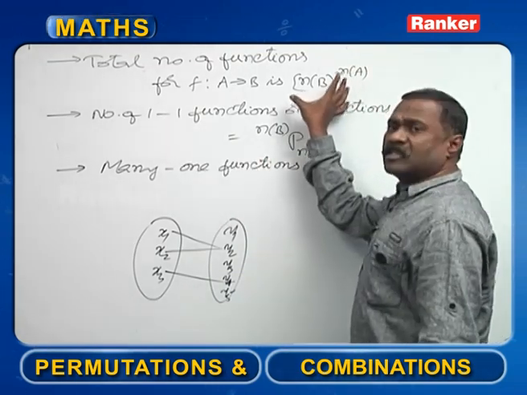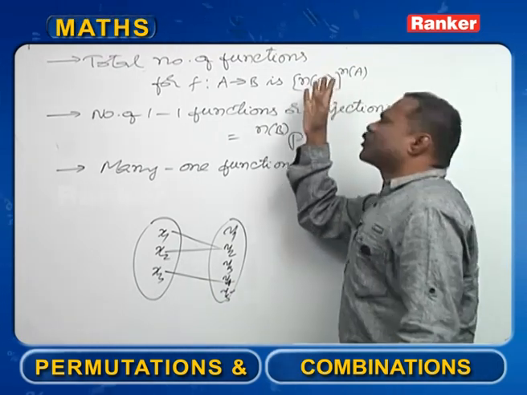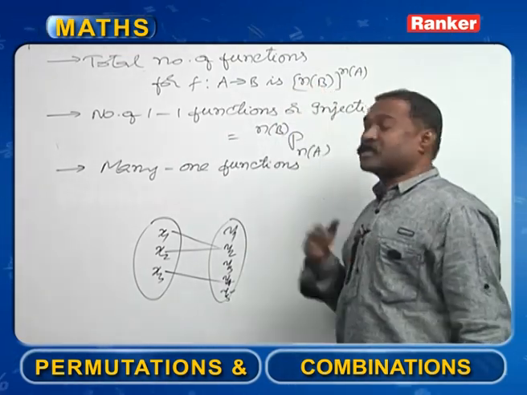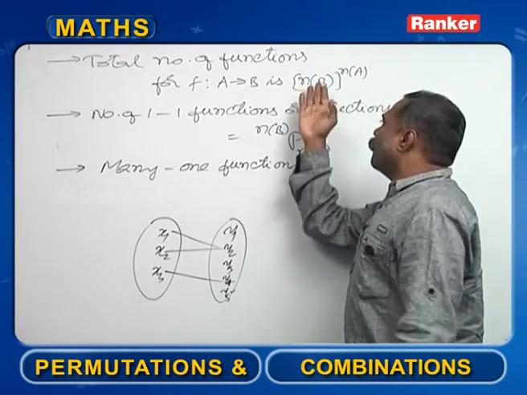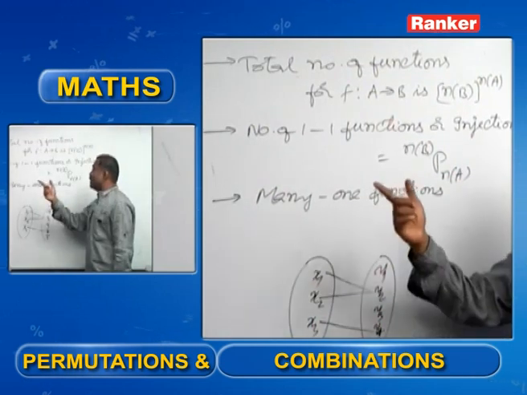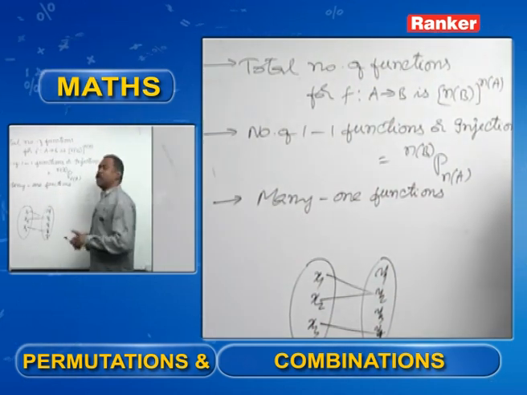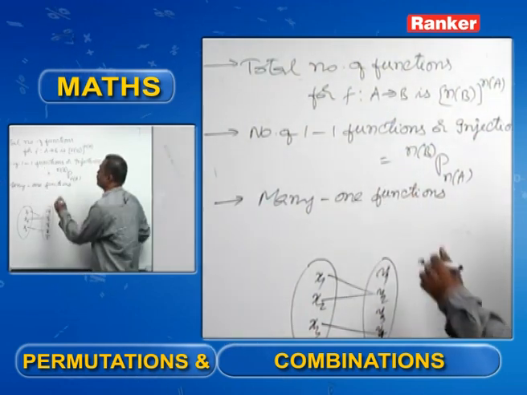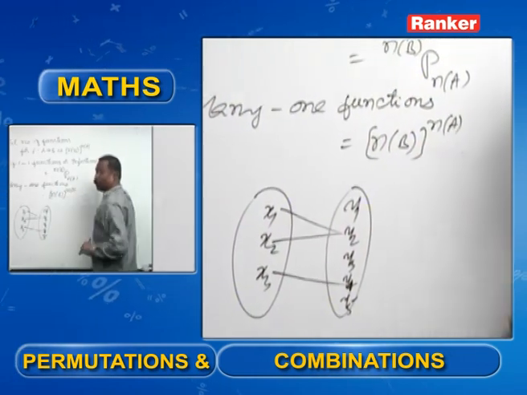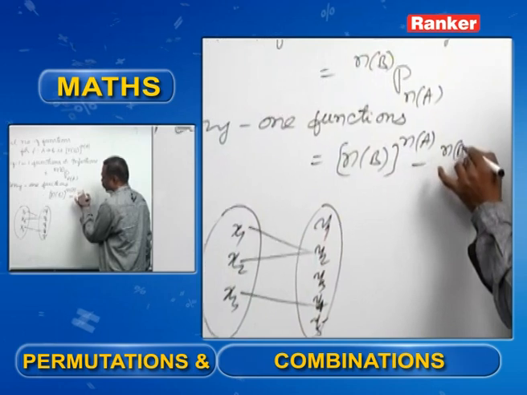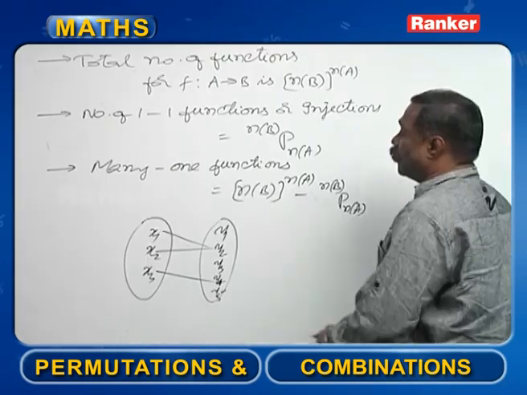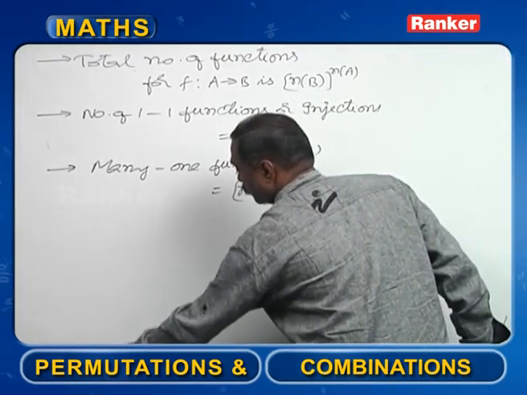The total number of functions is these many. Total number of functions means what? Every function will be present in that one. Every function means the 1-1 function is present, the onto function is present, the constant function is present, the many-one function is present. Every function is present in n of B whole power n of A. Then what do we need? We need many-one functions. Many-one functions are nothing but non-1-1 functions. Non-1-1 functions means you subtract: n of B whole power n of A minus n of B P n of A. So understand how this can be applied to the concept of functions.